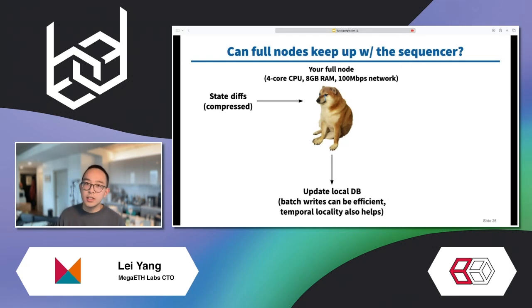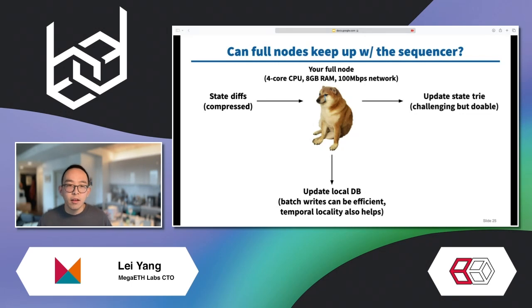Second, after downloading the state diffs, the full node needs to apply them to its local database. Fortunately, these batched writes can be made very efficient. And the temporal locality I mentioned before also helps because we can use the same trick of caching to reduce disk I/O. Finally, the full node needs to update the state trie if it wants to serve light clients. The state trie will be too large to fit in the main memory of the full nodes, so this is actually likely to be the most challenging task. But we think it's actually doable by combining a number of smart optimizations.